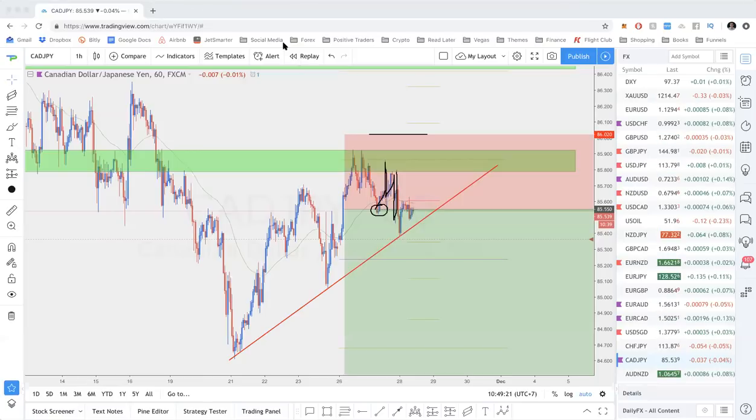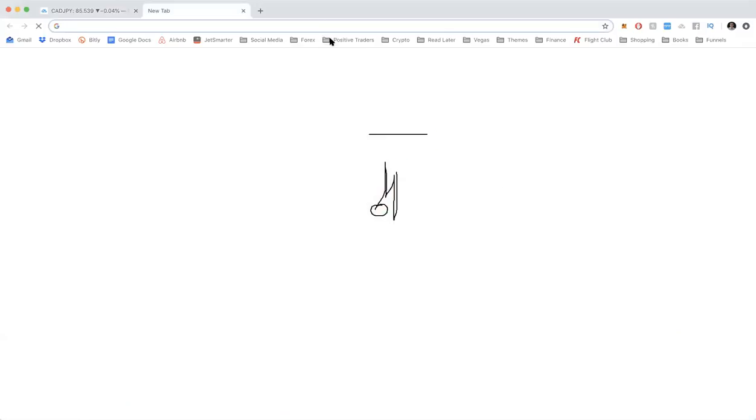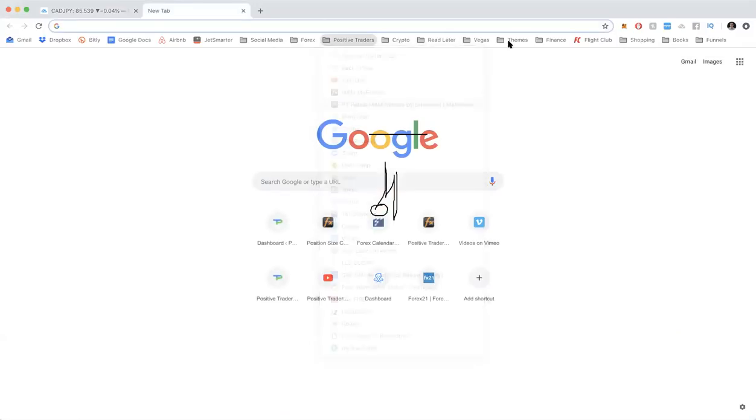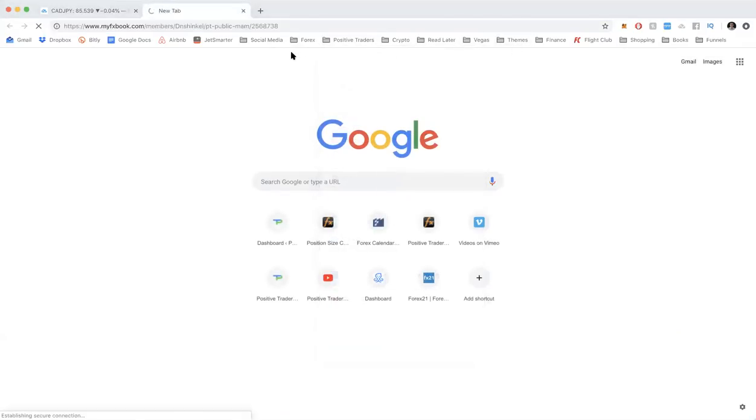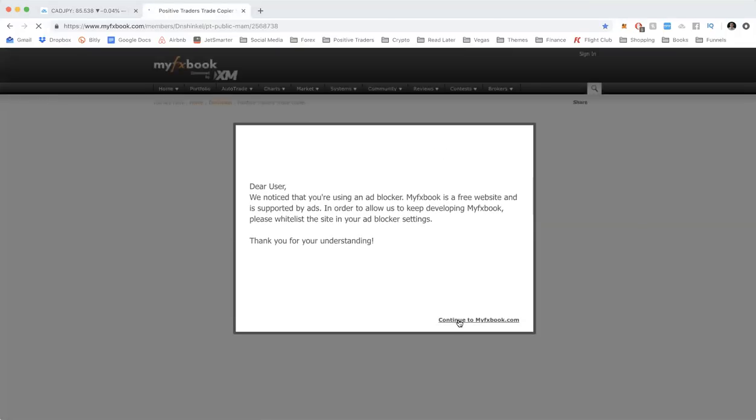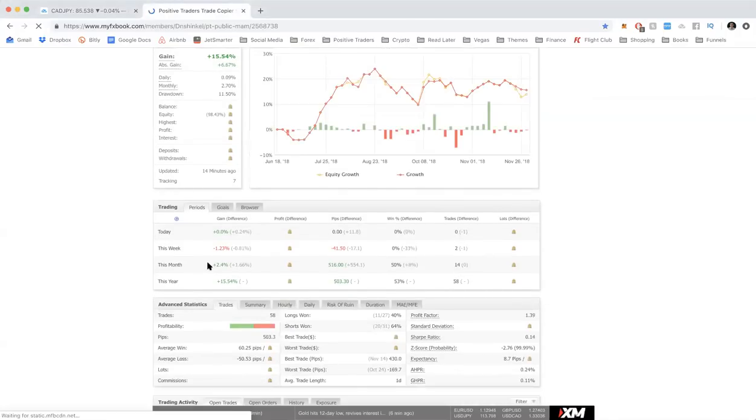Let's just pull up the FX book. Why do we have to think about what profit we're in? Let's pull it up. Okay, so for the month, this month we're up 2.5%.